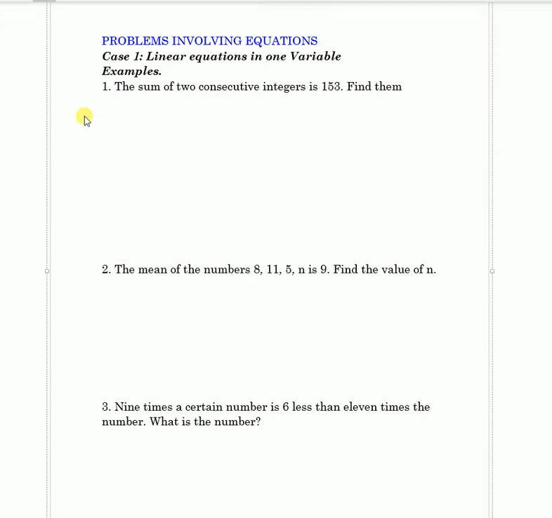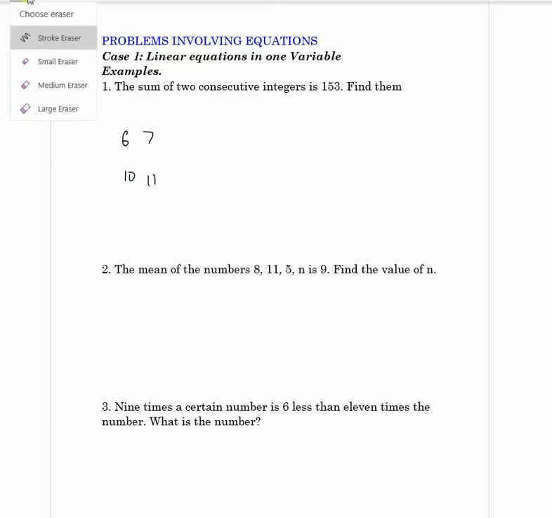Accordingly, the first example is saying that the sum of two consecutive integers is 153. Find them. So what are those two integers? Now if we talk about the word consecutive, we mean that if the first one is 6, the other must be 7. If one is 10, the other should be 11. That they follow each other. They follow one another. That is what we have as consecutive.